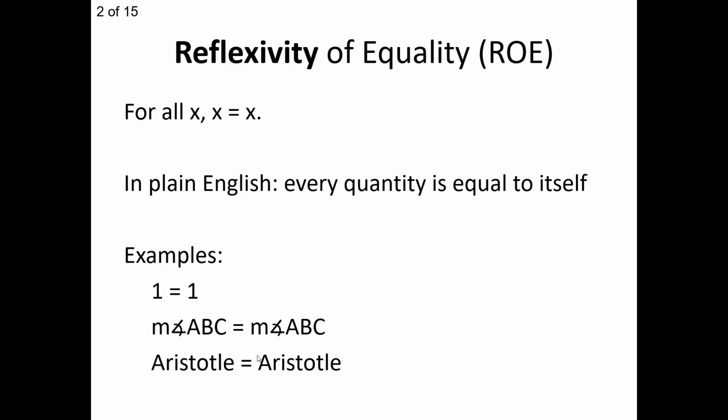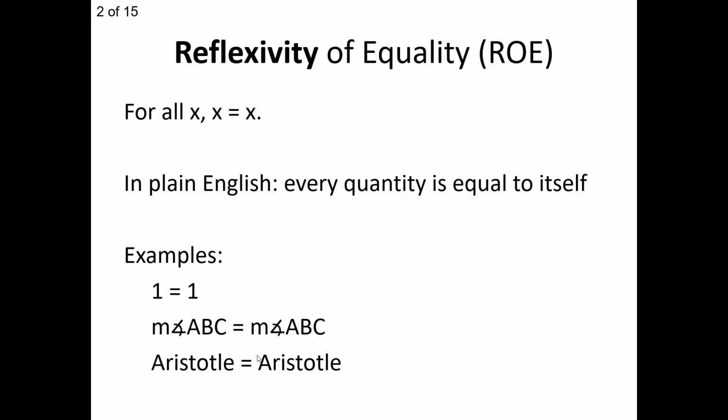So our very first postulate, it feels like this first one is a bit trivial, but it's actually not. We'll use this one quite often. This is called the reflexivity of equality, or ROE, R-O-E. And this is what it says. For all x, x is equal to itself. x is equal to x. So every quantity is equal to itself. 1 is equal to 1.